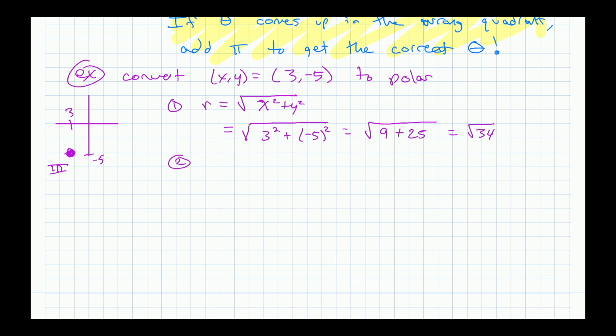Then the next thing you need to do is compute the theta. So you go theta equals tan inverse negative 5 over 3. Again, make sure you're in radian mode. I'm going to punch this into my calculator. Tan inverse negative 5 over 3, y over x. I get, wait a second. That's not what I wanted.